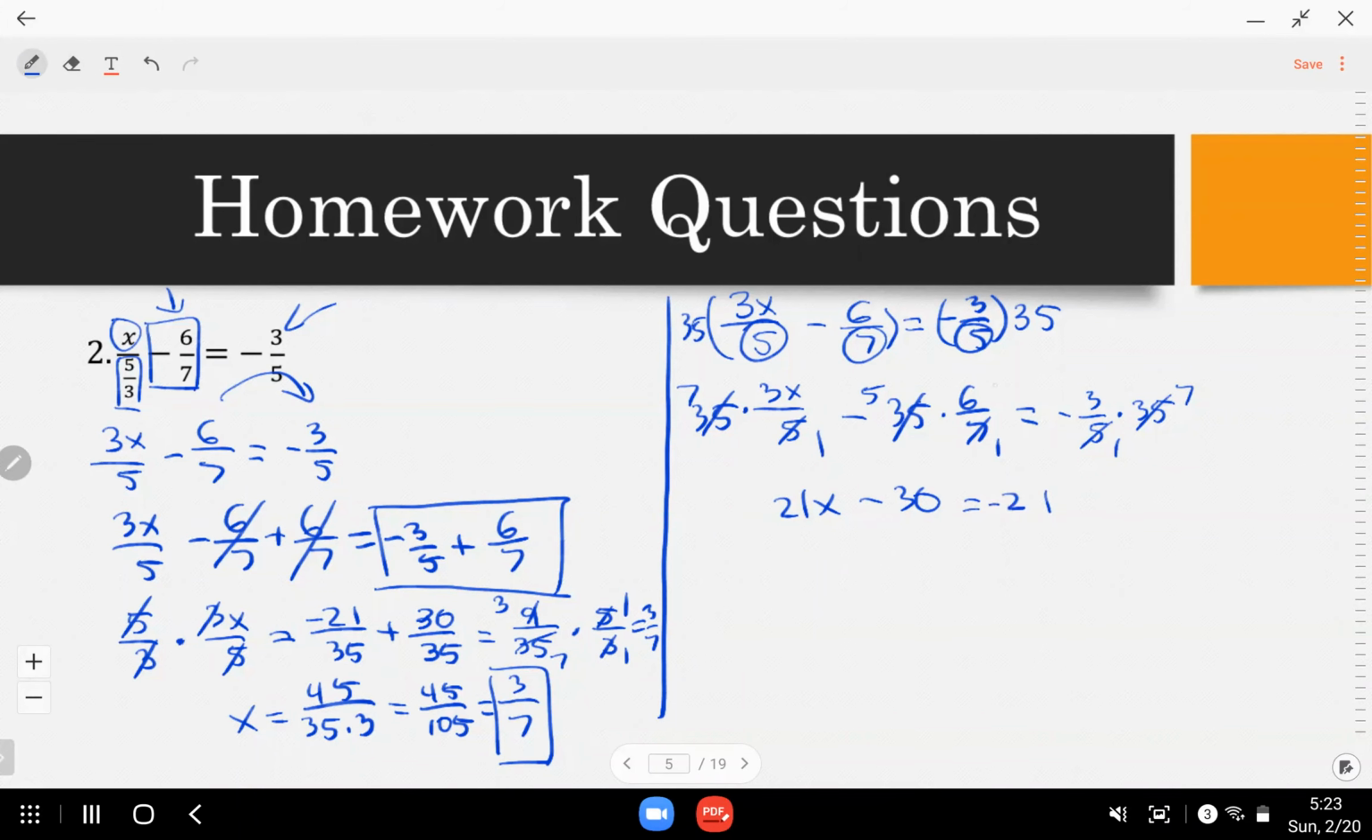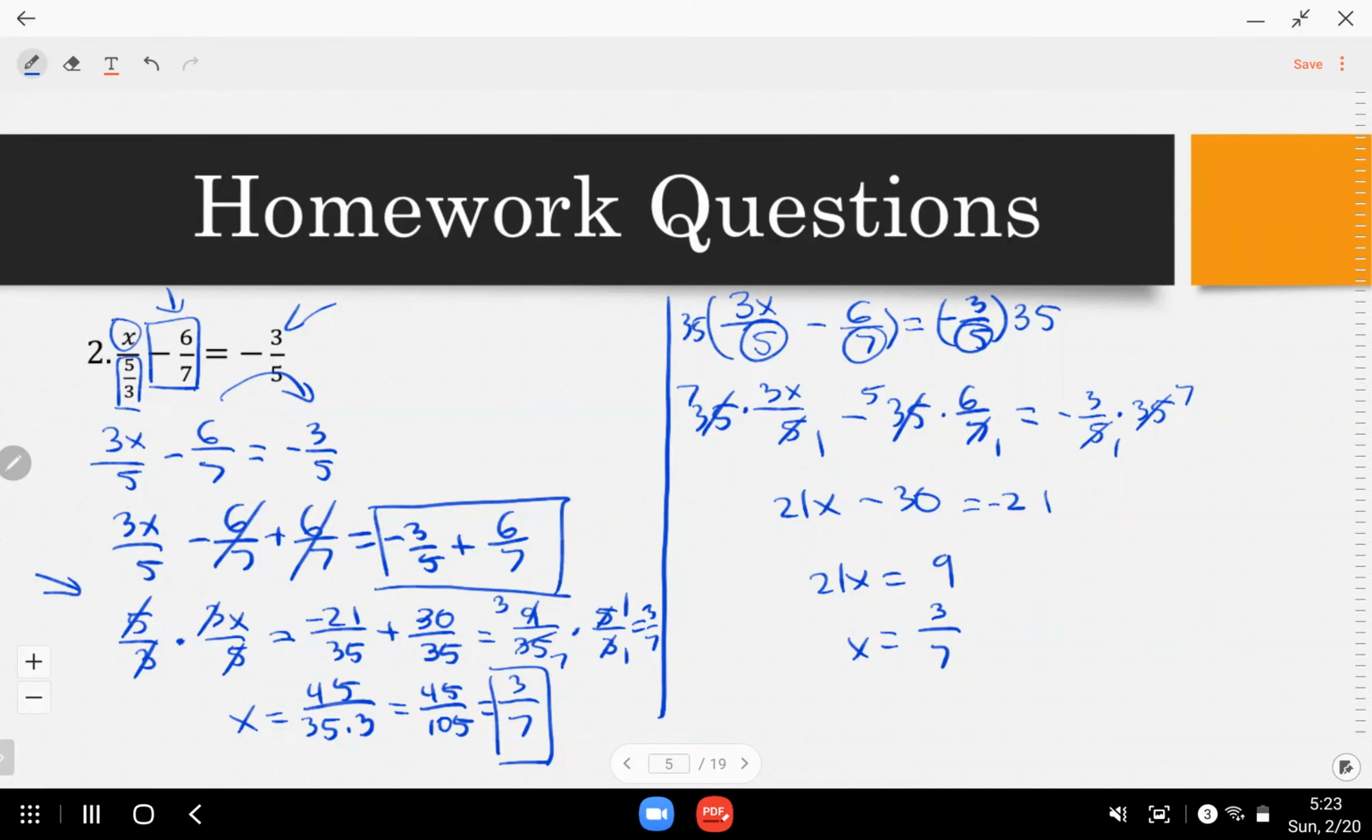What an amateur mistake. Okay, so 21x is equal to 9. There, that's the answer. See, it's much more efficient, right? Because you're working with integers instead of fractions. Because look at all this ugly computation. It's not very ideal, right?